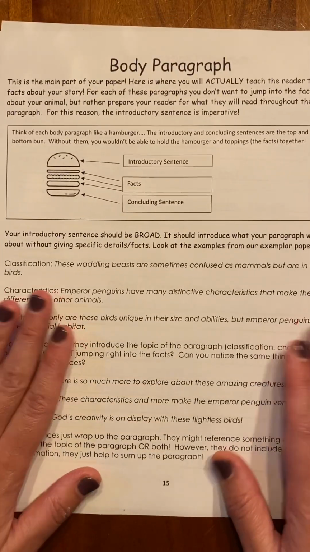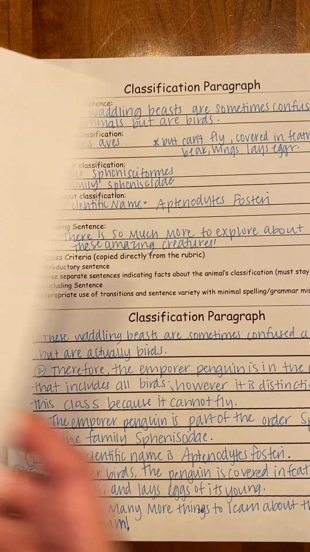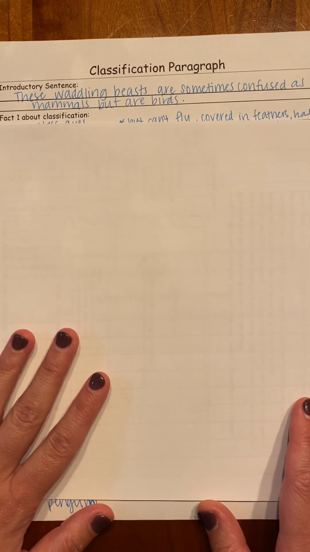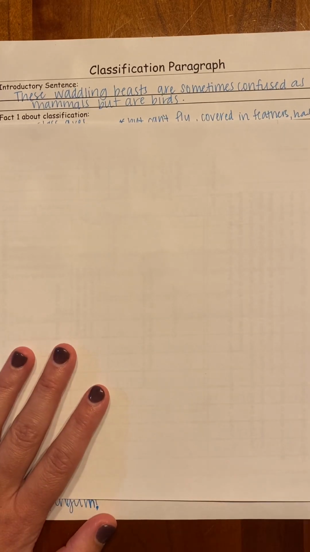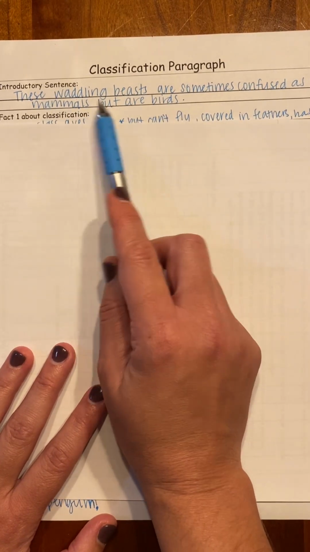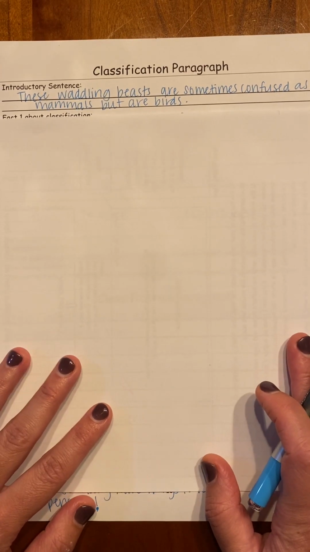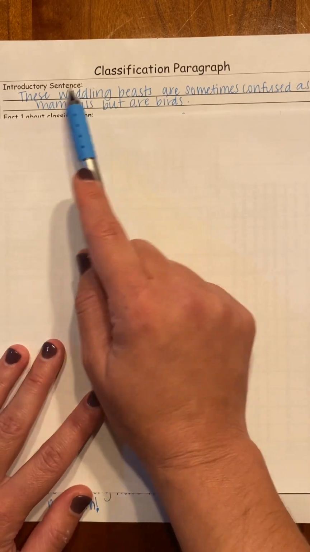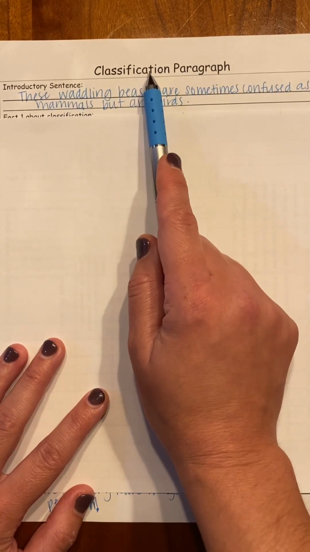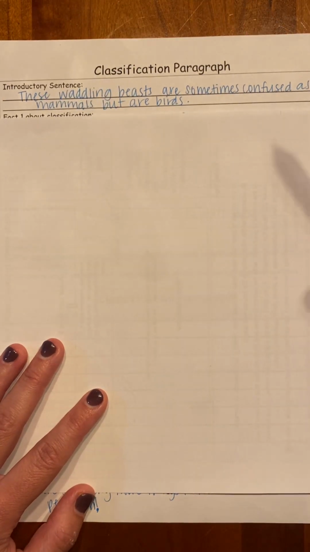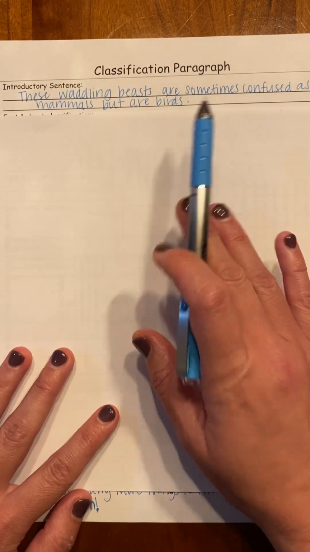So far, so good? Okay, let's get into the actual writing of our paper then. Okay, so I told you that we were writing the introductory sentence, okay? So in this case, my introductory sentence, again, I use this noun referent right here, these waddling beasts are sometimes confused as mammals, but are birds, okay? So that's the introductory sentence I want to talk about, because everything that I'm talking about within my classification paragraph is going to be about how they're birds and how they're very uniquely classified as an emperor penguin. Okay, so that's how I chose to start mine out.